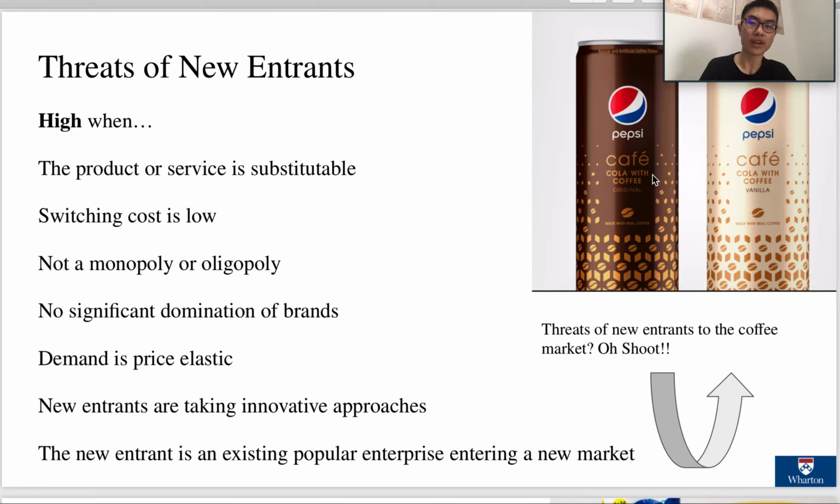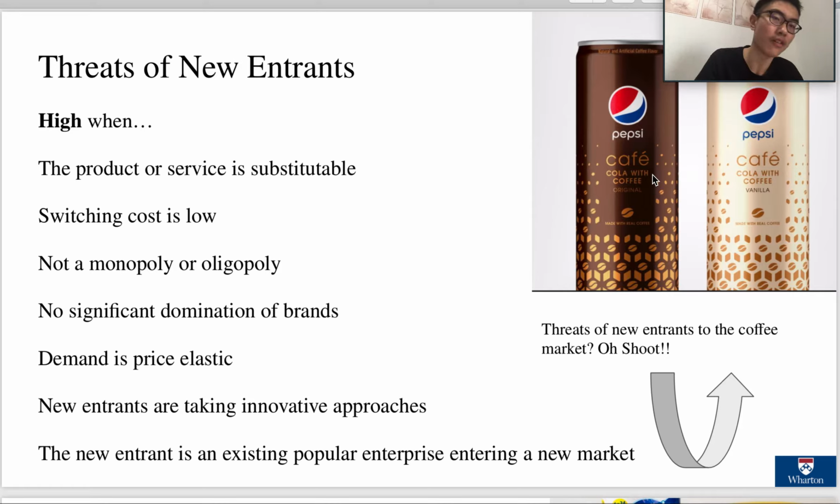Usually the market should not be a monopoly or oligopoly, and there shouldn't be any domination of brands. Demand should be price elastic, because otherwise people will buy from existing brands, and new entrants are taking innovative approaches. I would say this is important because sometimes, even though the market may be dominated by specific enterprises, times change, so sometimes new entrants do win a lot of revenue if they take innovative approaches and they do succeed.